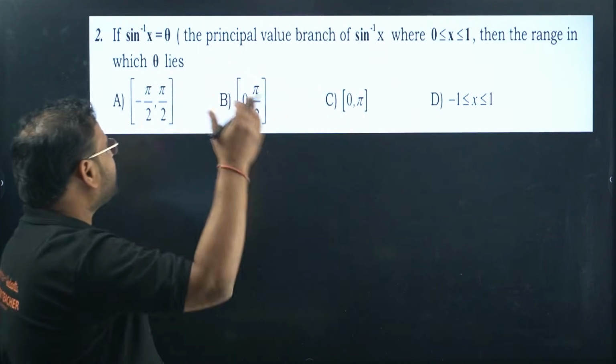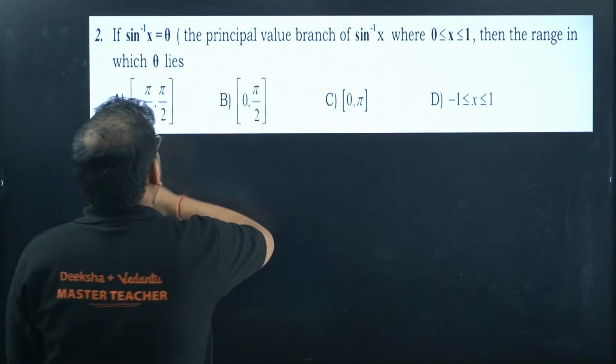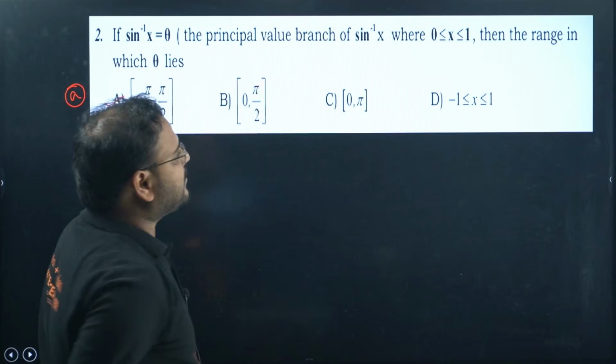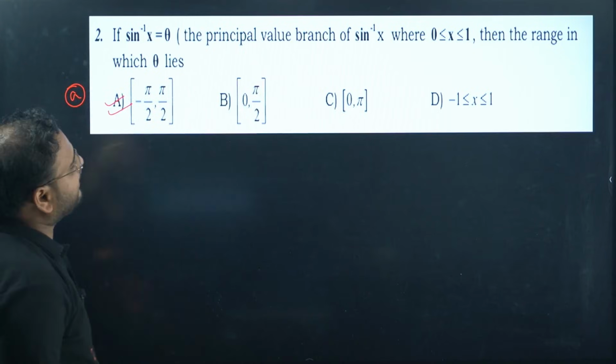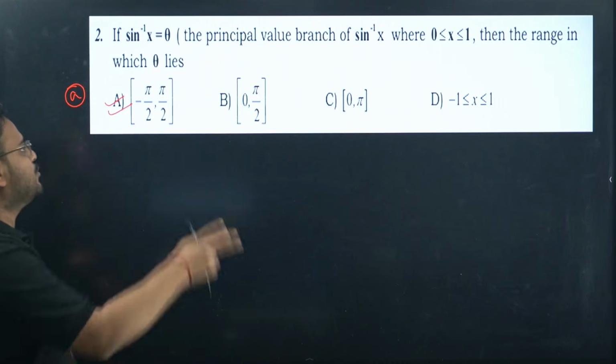Sine inverse, we are looking for the principal value branch. Do we need time to solve this question? No, sir. We know the answer is going to be option A. The principal value branch of sine inverse is minus pi by 2 to pi by 2. The output which comes is called the principal value branch. So minus pi by 2 to pi by 2.